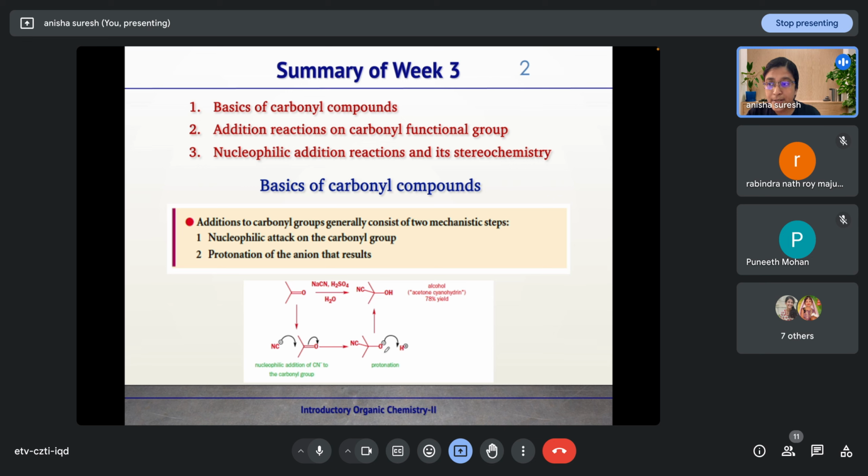Now an O minus group is generated, which will abstract a proton from the medium, because H2SO4 and water are present, so H3O plus or protons will be present in the medium. So protonation will take place and we will get the cyanohydrin. This compound containing CN and OH is known as cyanohydrin. So this is the basic mechanism of addition reaction to carbonyl compounds.